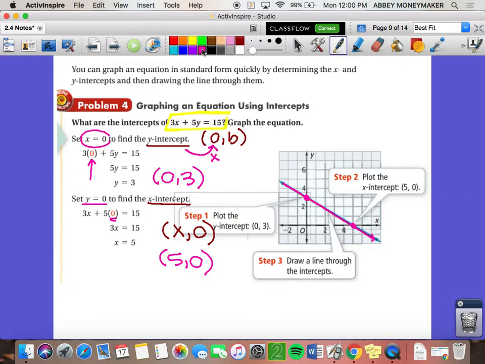There we go. It only takes 2 points to make a line, so I am done graphing. Again, this is very helpful when you are able to recognize why we have standard form. Oh, it helps me graph very quickly. Very, very quickly.